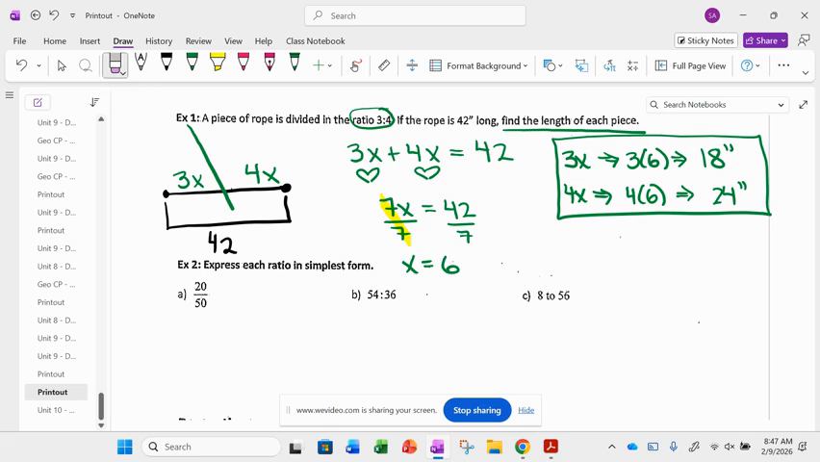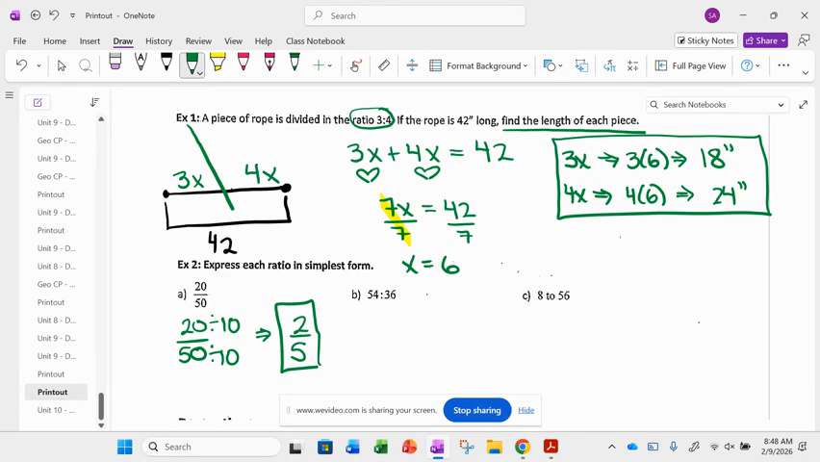It's the same thing with ratios. Because ratios are allowed to be expressed as fractions, we need to simplify the ratios. So right now, if I start off with 20 over 50, that's not in simplest form. I can divide top and bottom by 10, and then I'll get 2 over 5 is my ratio in simplest form.